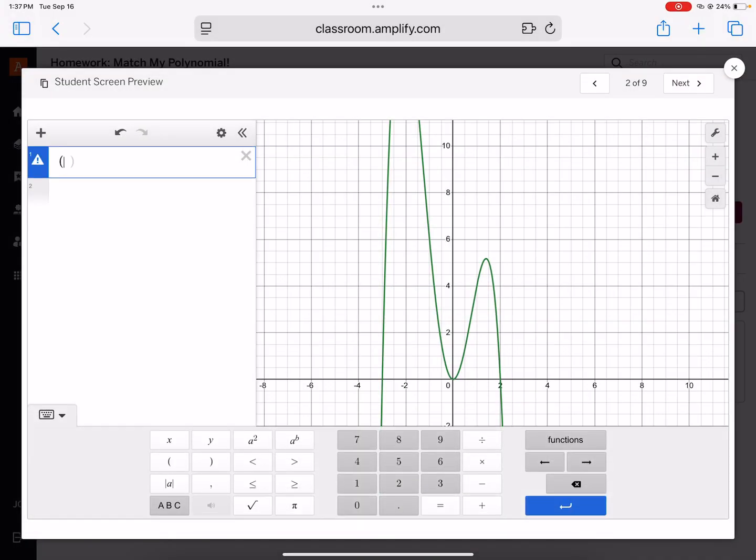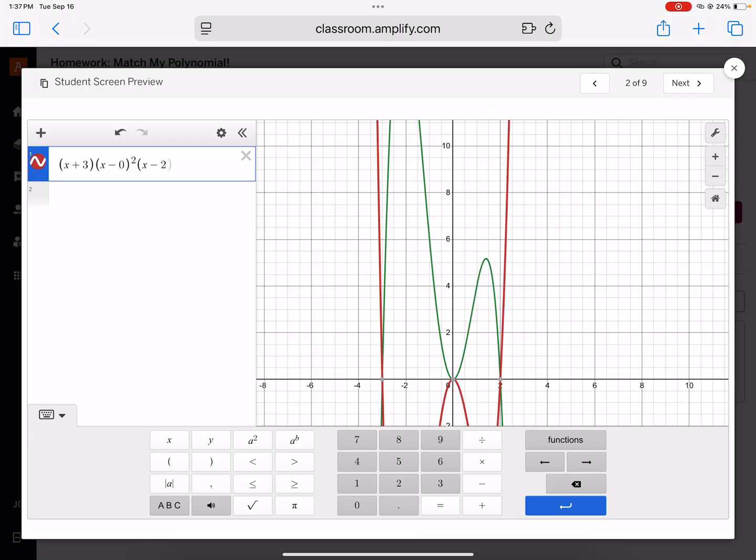Okay, I've got x plus 3 close parentheses, open parentheses, x minus 0. That is a multiplicity of 2, so I'm going to push the a squared button. Okay, and then I have parentheses x minus 2.